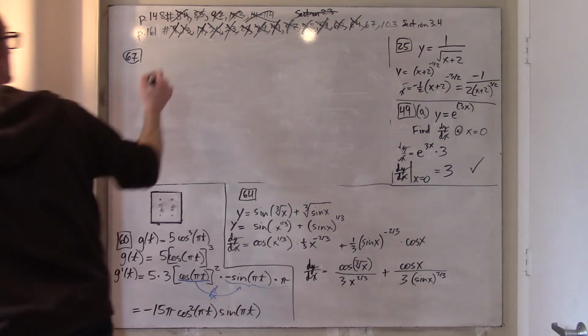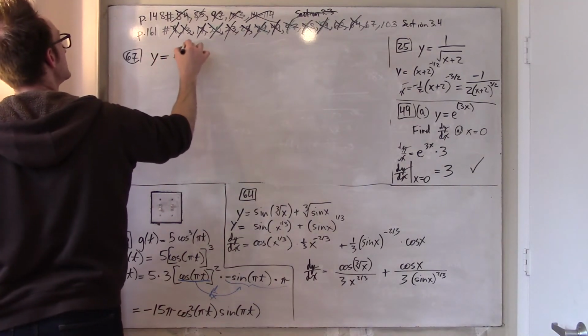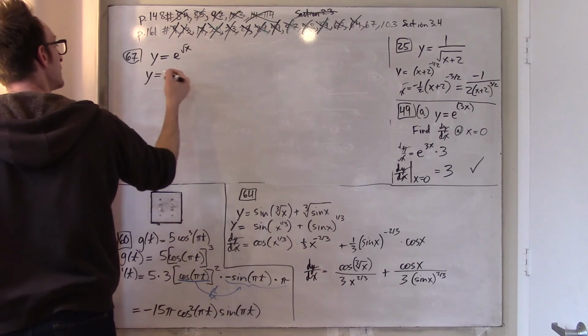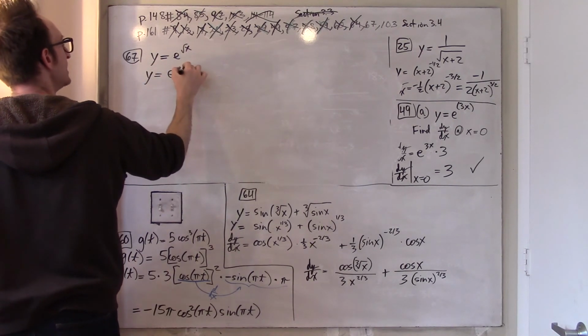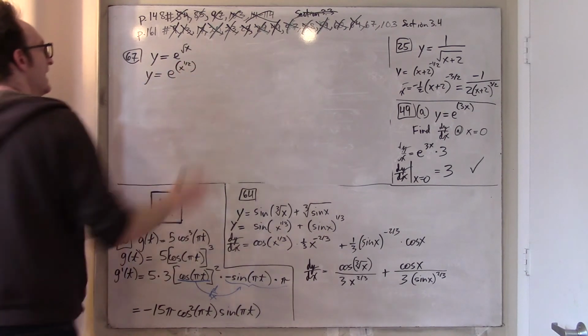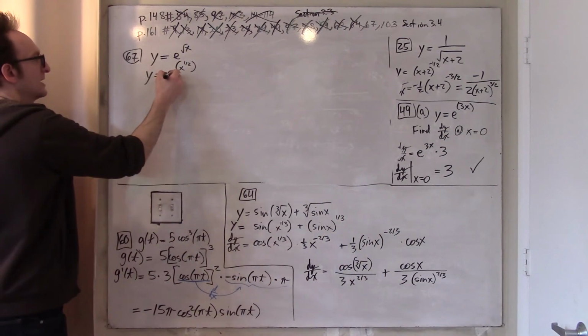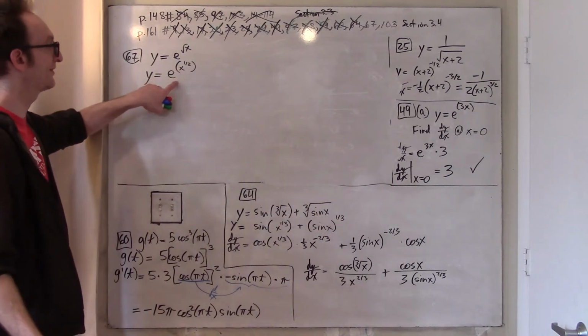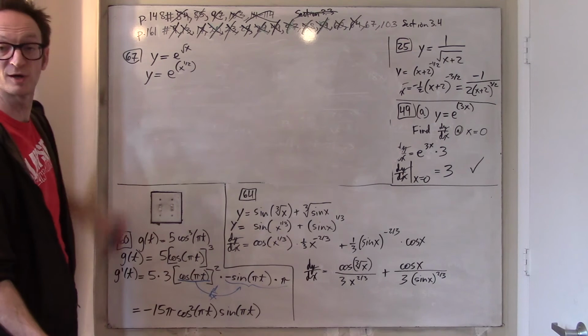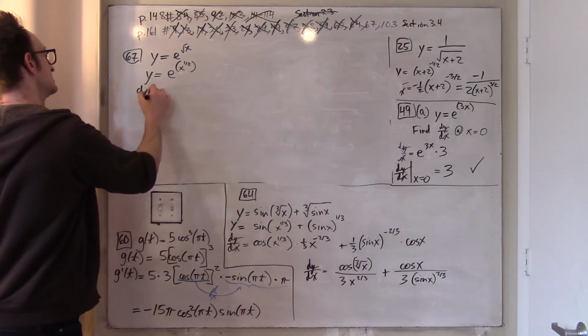y equals e to the root x. So this is e to the x to the 1/2. And so this is, once again, a chain rule situation. The outer function is the e to the function. The inner function is the x to the 1/2 function.